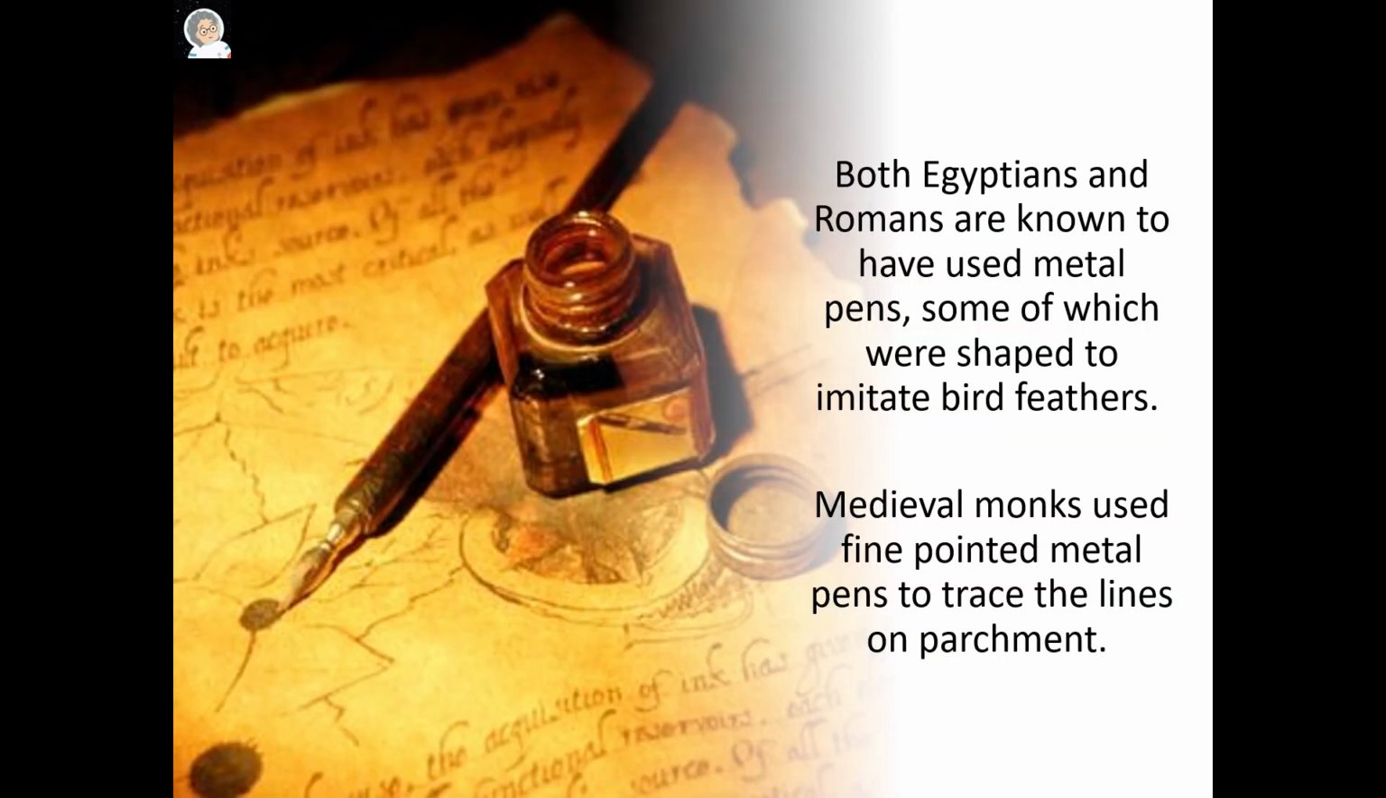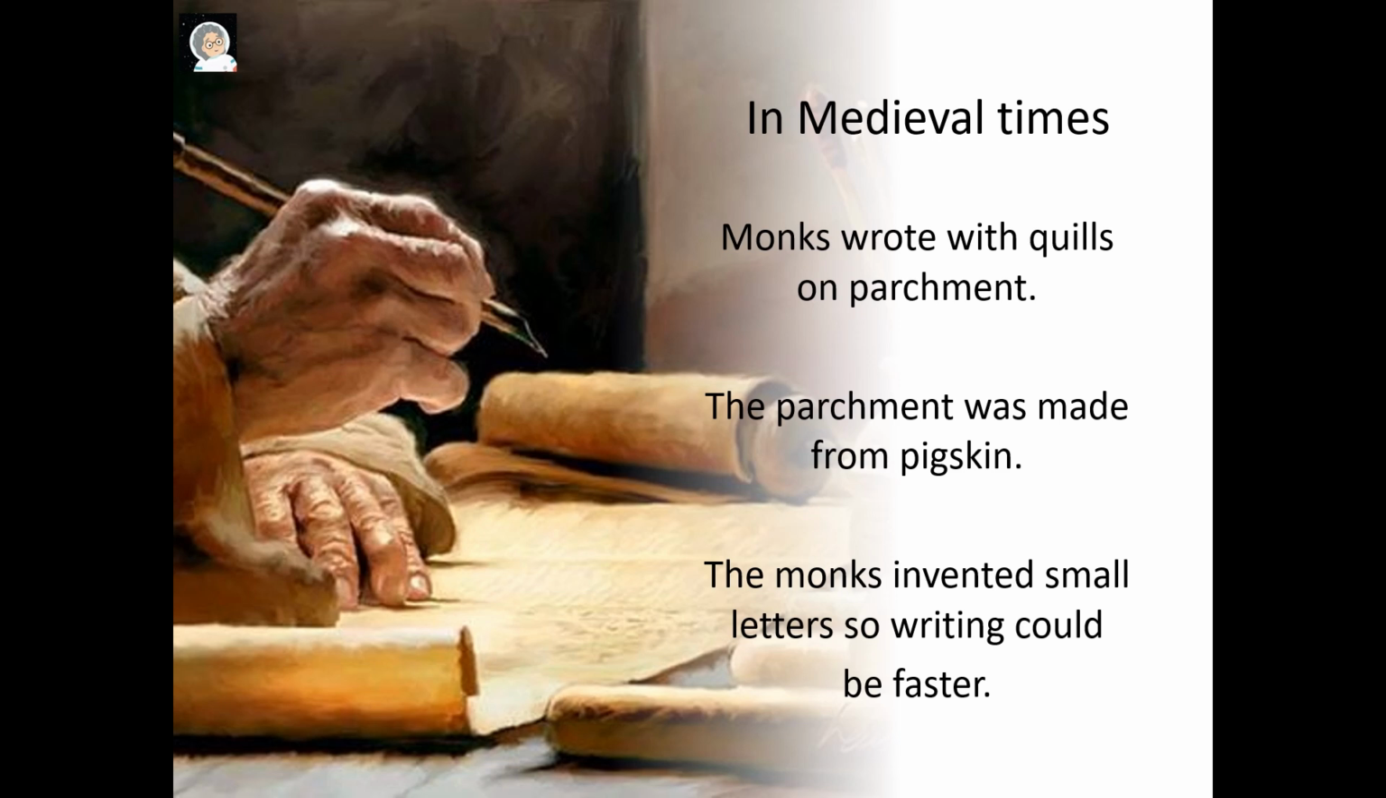Both Egyptians and Romans are known to have used metal pens, some of which were shaped to imitate bird feathers. Medieval monks used fine pointed metal pens to trace the lines on parchment. In medieval times, monks wrote with quills on parchment. The parchment was made from pigskin. The monks invented small letters so writing could be faster.